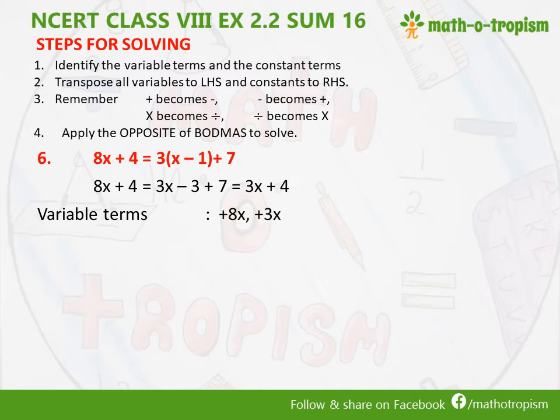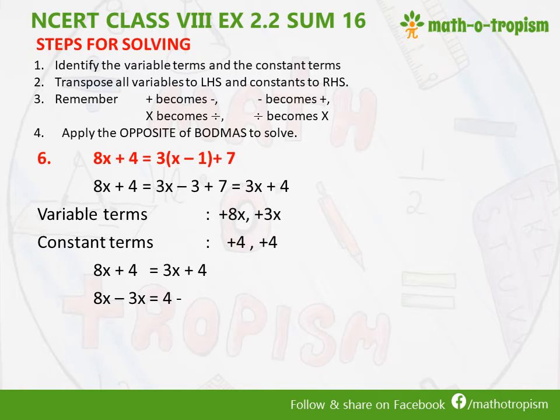Now we need to identify the variable terms. 8x is on the left hand side, 3x is on the right hand side. We have constant terms both as +4 and +4, on the left hand side as well as on the right hand side. So proceeding with the steps: 8x + 4 = 3x + 4.